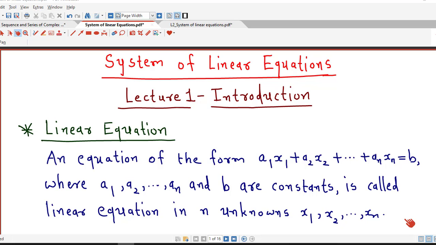In this lecture we are going to talk about system of linear equations. So we start with the definition of linear equation.